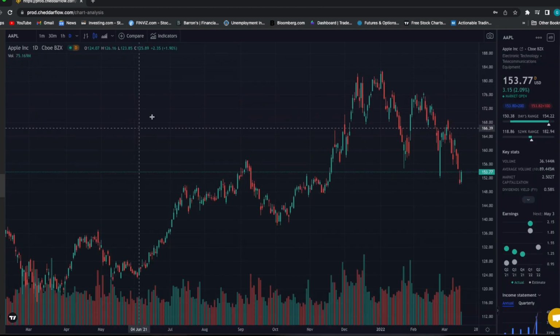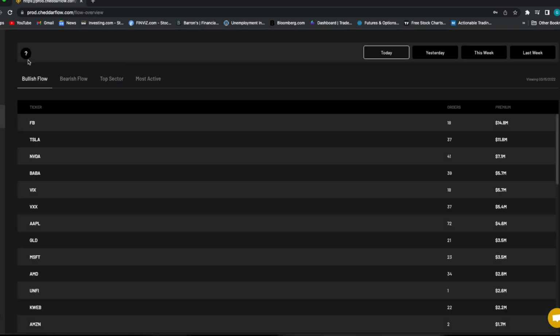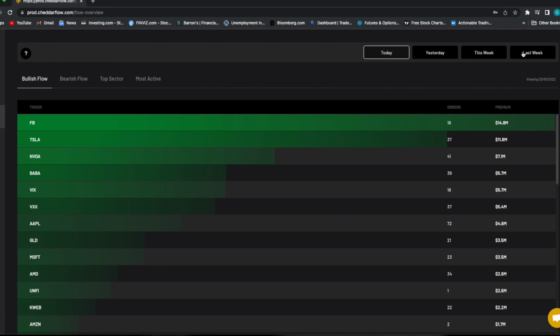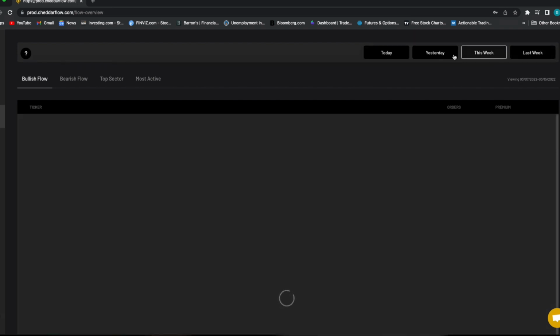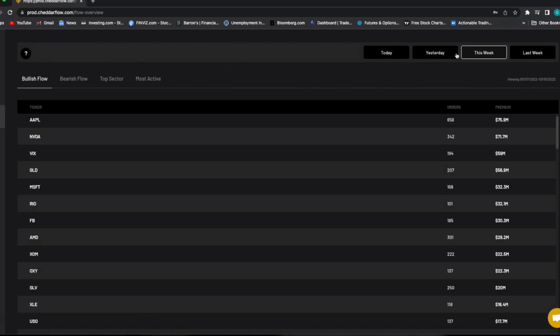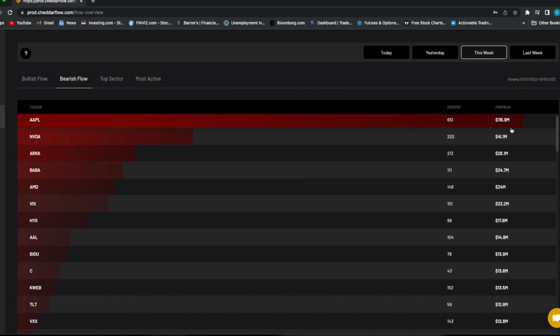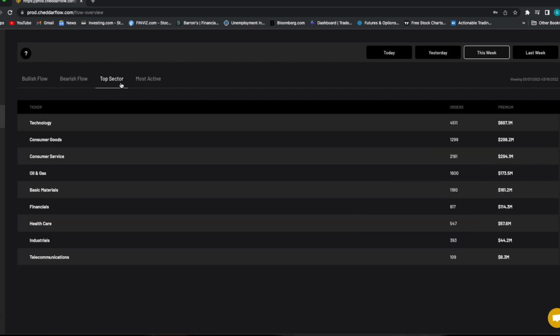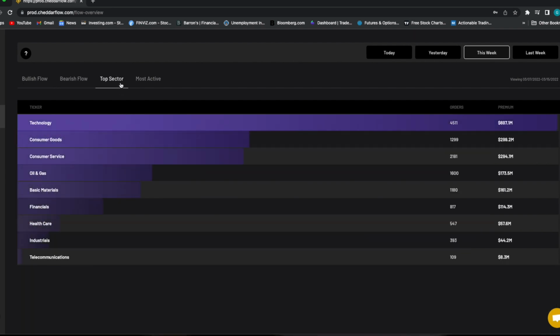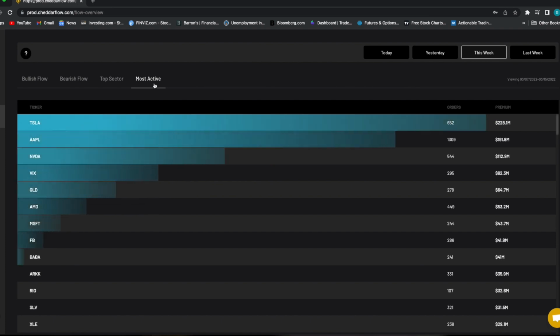And you can do chart analysis in here as well. They do have a really great feature in here where you can just do your chart overview. Also, they have a flow indication. You can do this week, you can do last week. So let's just say we want to go this week, and you'll see a bullish flow indicator and a bearish flow indicator, right? So bullish flow is Apple, bearish flow, right? You want to compare the bullish and bearish, and you want to see top sectors right now, right? This can also tell you top sectors and most active, right? This is a great tool.